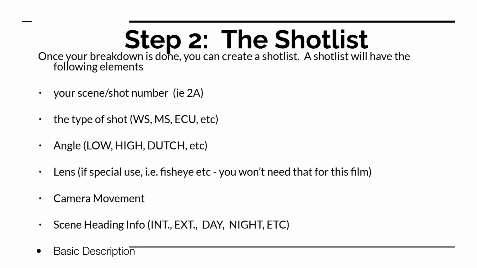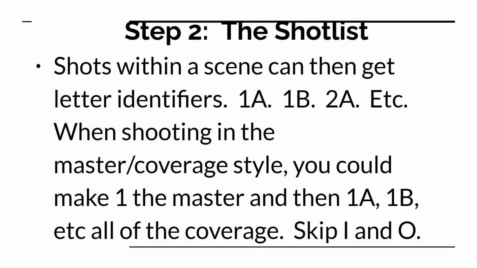Okay, now the shot list. So this kind of gets done in tandem with the line script. This is where you start to label everything. So this will include your scene and shot number, the type of shot, the angle, the lens, any movement, any scene heading info and then any kind of basic description. So shots within a scene are given letter identifiers and not number identifiers.